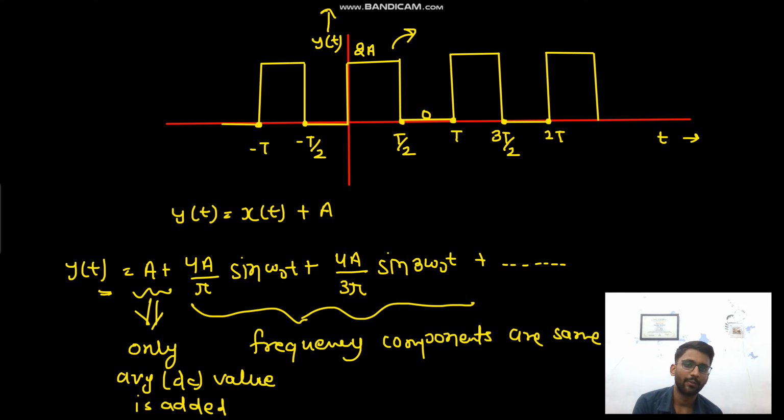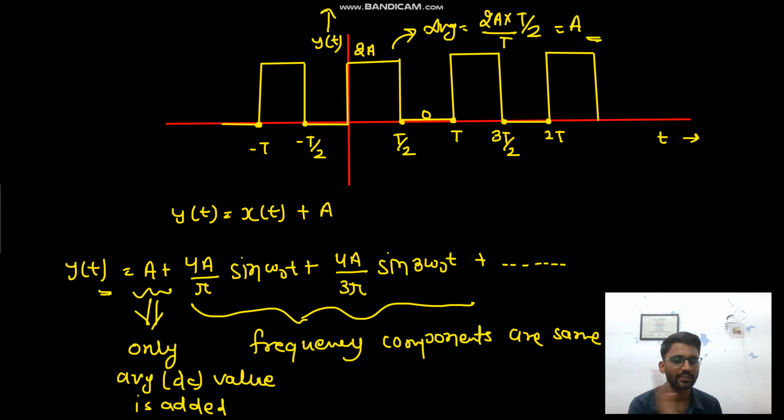This is the average value. What is the average value of the signal? Average is 2a into t by 2 upon t, that is equal to a. So only the average is added. The frequency component is the same, right? The frequency component doesn't change, be it a symmetric square wave or an asymmetric square wave. The frequency component remains the same.